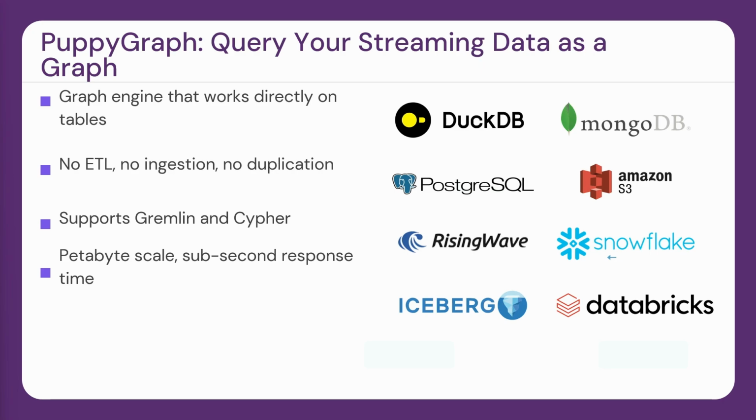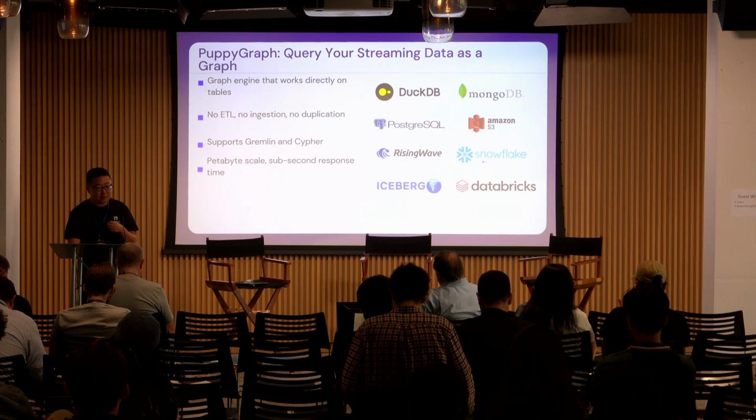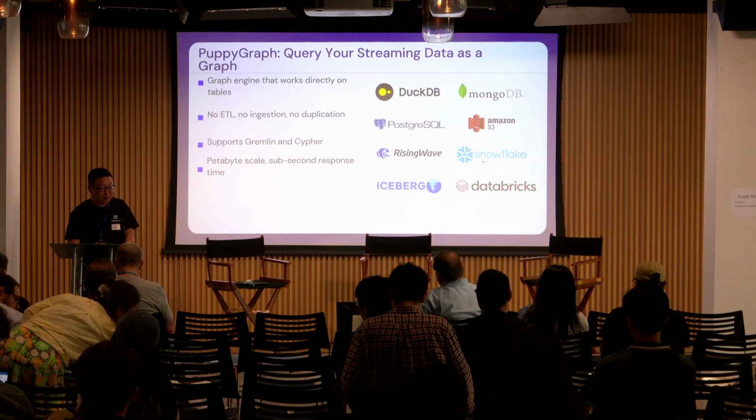So that's why we came up with PuppyGraph. We just want to query the data as it is, as a graph. So you don't need to move the data, and we support different data sources. But Iceberg is our favorite data source. As I mentioned, we created this company because of Iceberg, since the Iceberg team left Netflix to create a company called Tabular, and we immediately worked with them.